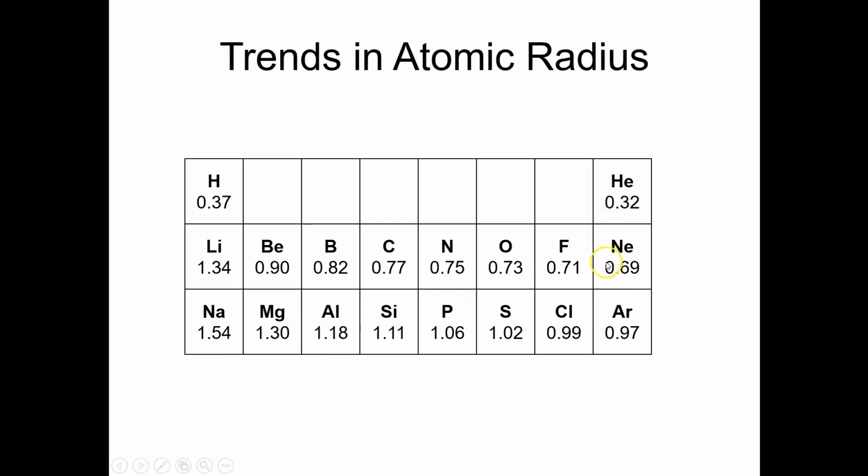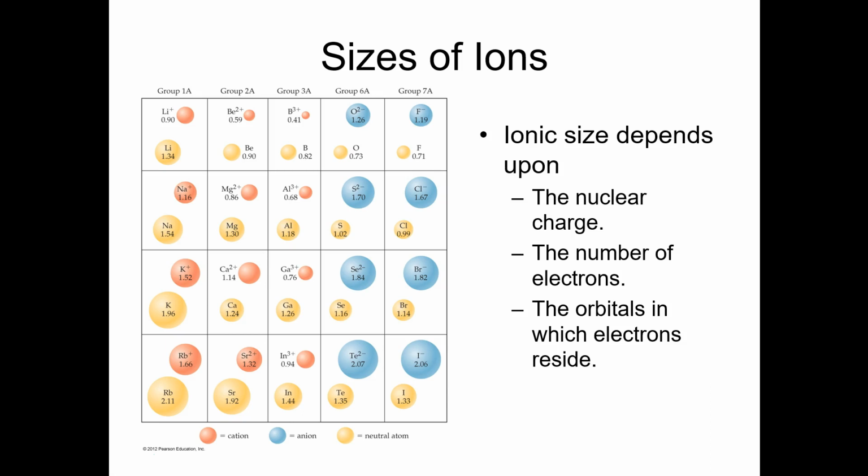Going down the same group, you'll see that they get larger: 0.32, 0.69, 0.97. All these things in period 3 are larger than the thing above them in the same group in period 2. And in period 1, you can see again that they're getting larger. Okay, that's the radii of atoms.